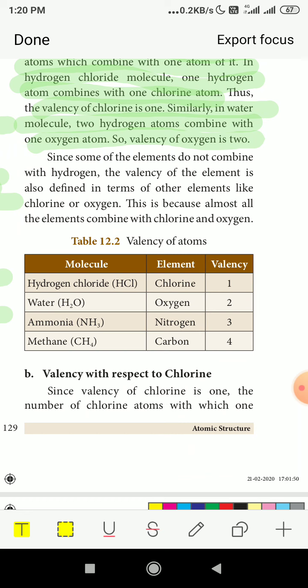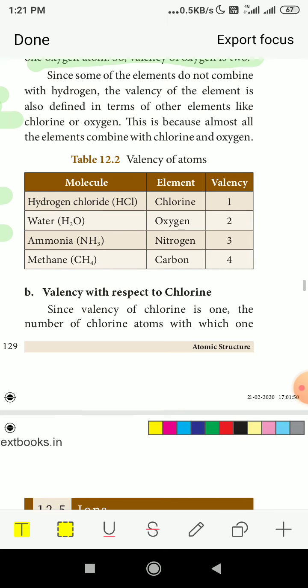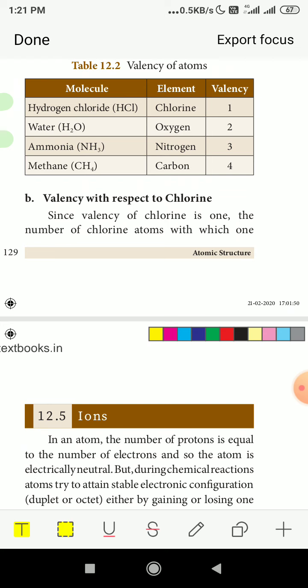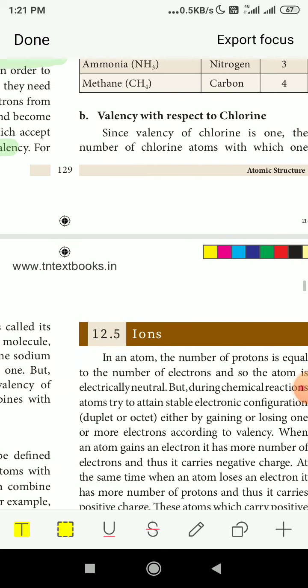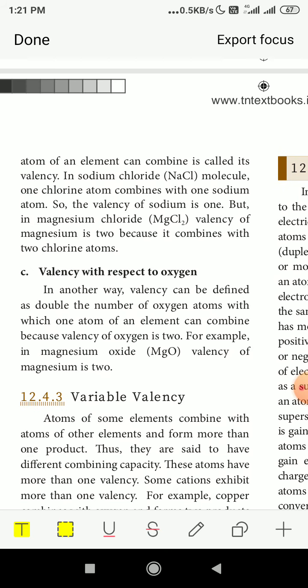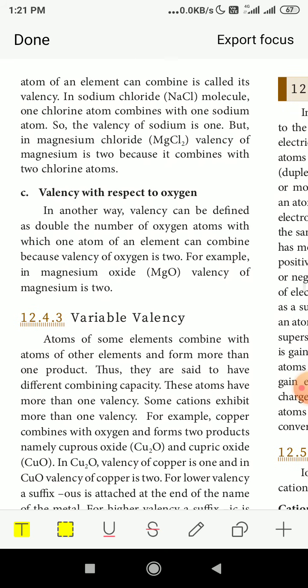In hydrogen chloride, chlorine's valency is 1. In water the valency of oxygen is 2. In ammonia the valency of nitrogen is 3, and in methane the valency of carbon is 4. Understood? Now next, how to calculate the valency with respect to chlorine. Valency of chlorine is 1. The number of chlorine atoms with which one atom of an element can combine is called its valency.